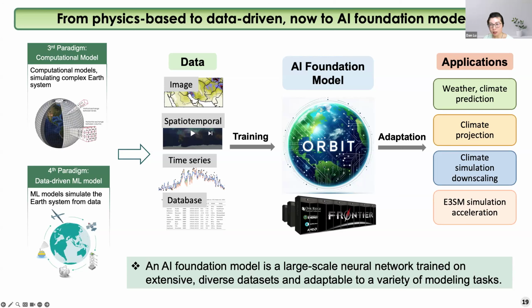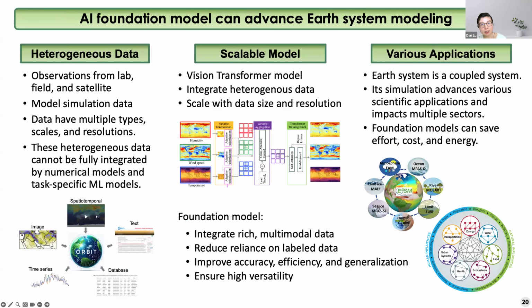While pre-training is computationally intensive and usually requires supercomputing resources, fine-tuning is relatively fast, making it practical for real-world applications. And once trained, the foundation models can be leveraged for a variety of tasks, including short-term weather forecasting, long-term climate prediction, climate downscaling, and even accelerating our physics-based numerical model simulation. These capabilities make AI foundation models particularly well suited for our Earth system modeling.